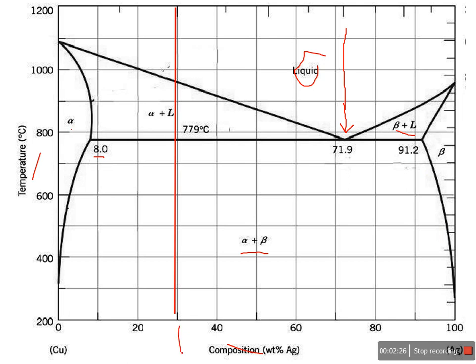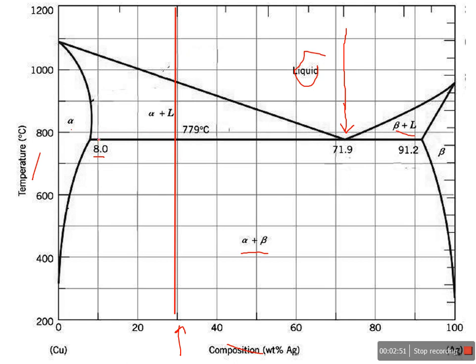So the question deals with 38% silver, and let's just see what happens at this particular composition. At high temperature, we have a liquid. We cross this region here, and we start to have the development of a solid phase, solid and liquid in equilibrium, and we get to just above the eutectic, and we have both alpha and liquid.